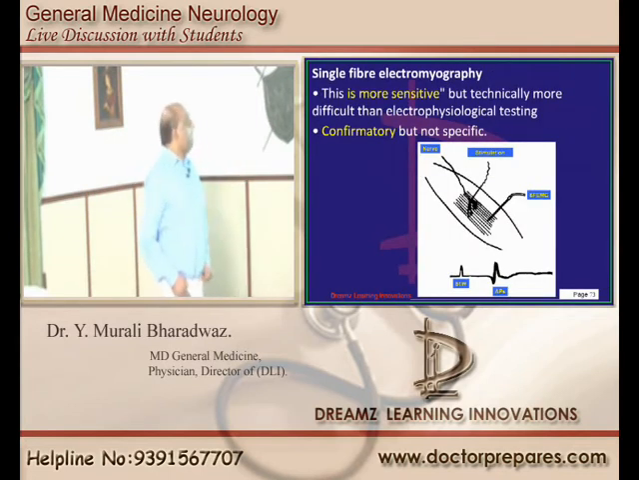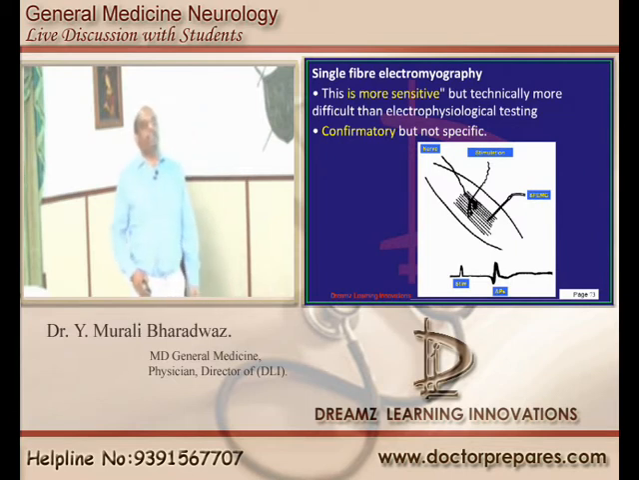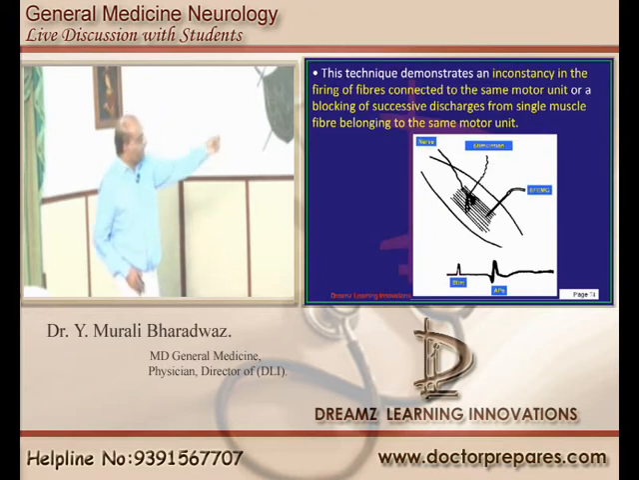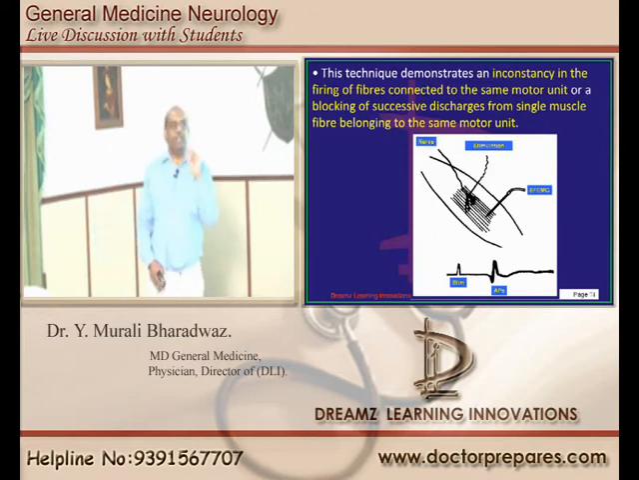Then single fiber electromyography, this is very sensitive but very technically difficult, and if it is abnormal it is confirmatory. And what do you discover in this? Very simple, nerve connects with muscle, and we take one fiber of the muscle and check its action potential.